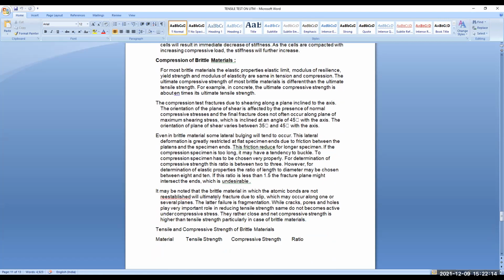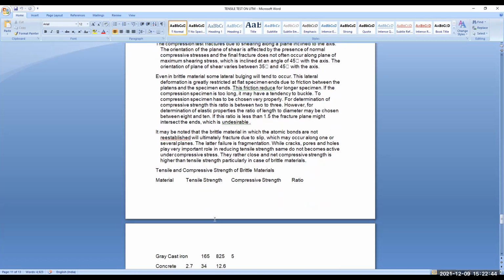It may be noted that brittle material in which the atomic bonds are not re-established will ultimately fracture due to slip, which may occur along one or several planes. The latter failure is fragmentation. Cracks, pores and holes play very important roles in reducing tensile strength, but some do not become active under compressive stress. They may further close, and the net compressive strength is higher than the tensile strength, particularly in the case of brittle metal.